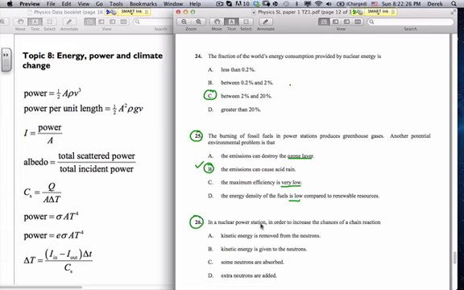26. In a nuclear power station, in order to increase the chance of a chain reaction, kinetic energy is removed from the neutrons, and this is actually correct. This is done by the moderator. It slows down the neutrons so that there can be more interaction between the neutrons and the nucleus of the particles that are trying to split. The control rods, on the other hand, slow down the reaction overall, to control the reaction, because the neutrons are absorbed. So it is definitely 26A.